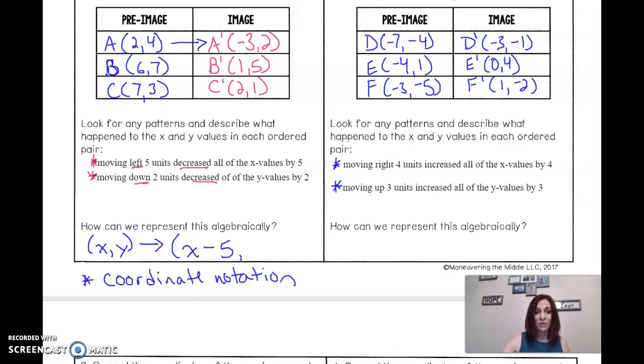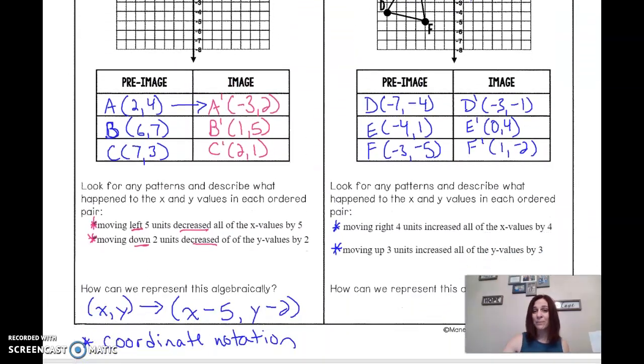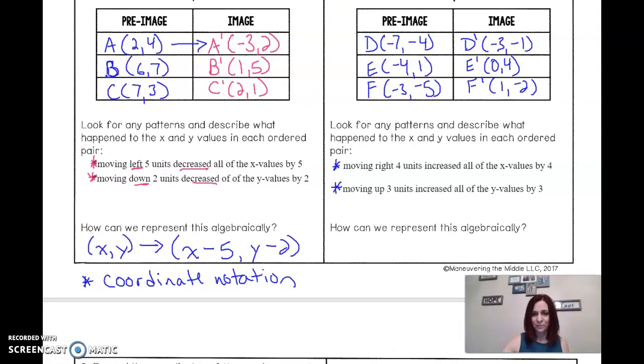What am I doing to the y values? Well, I'm decreasing them by 2. So I'm going to take whatever my y value is and decrease it by 2. 3 minus 2 is 1. 7 minus 2 is 5. 4 minus 2 is 2. This right here is our coordinate notation, and it tells us what we can do to the points without having to graph them. So just to finish up here, coordinate notation represents our words algebraically.